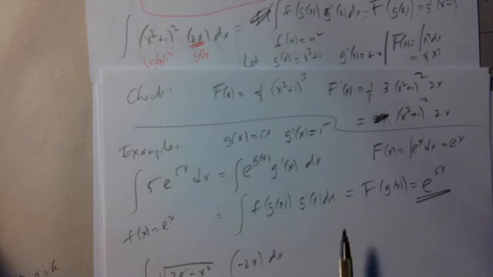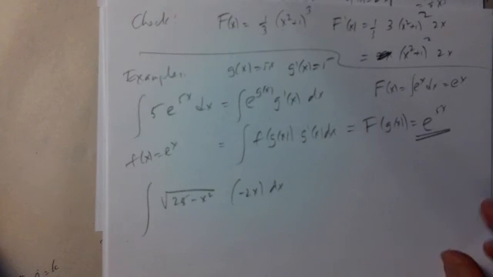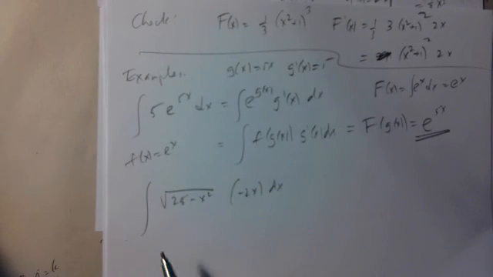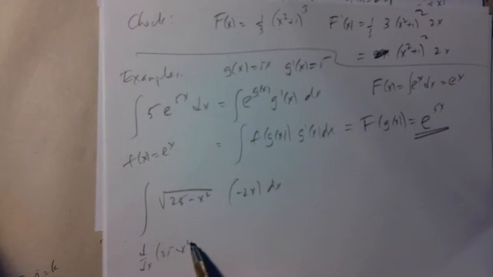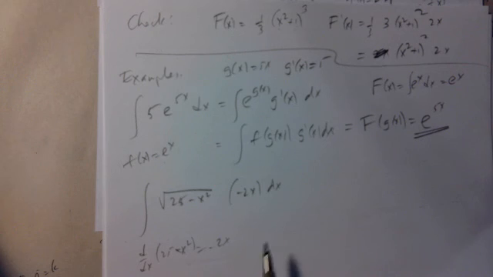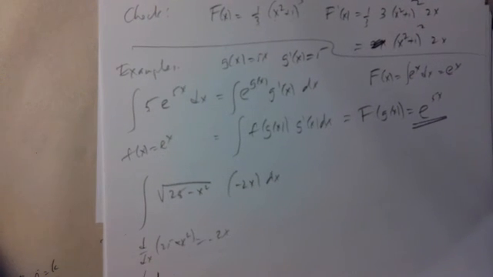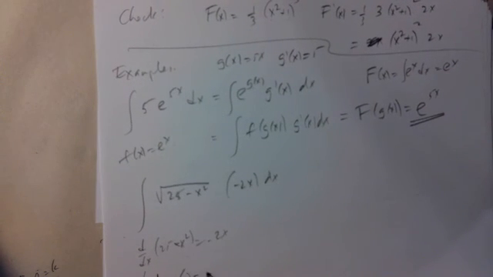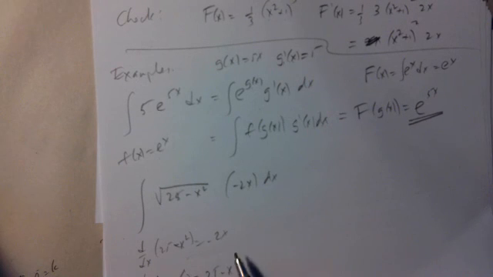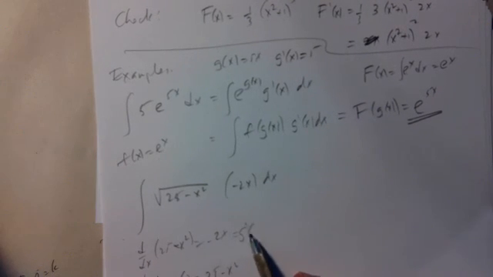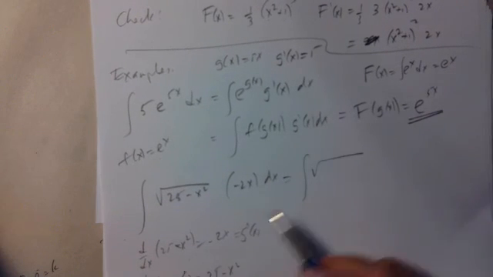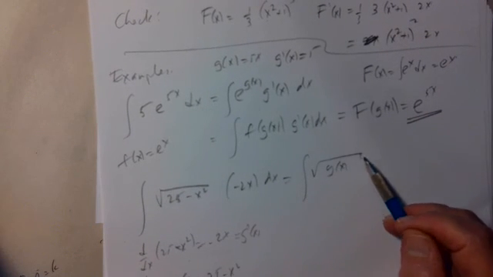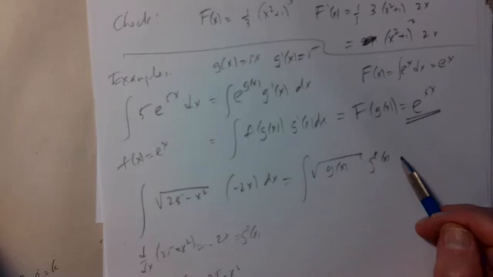So again, this is all in the eyes. Somehow you have to look and recognize. You'll notice that the derivative with respect to x of 25 minus x squared is minus 2x. So if we let g of x equal 25 minus x squared, minus 2x is g prime of x. So this is the integral of the square root of g of x, g prime of x dx.